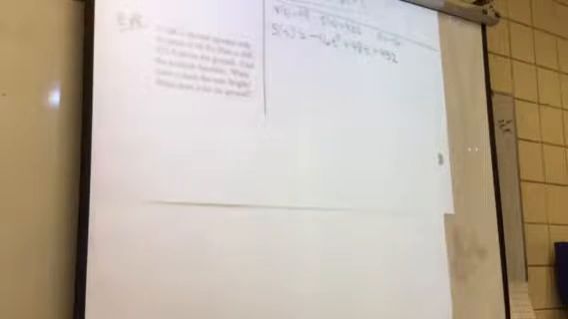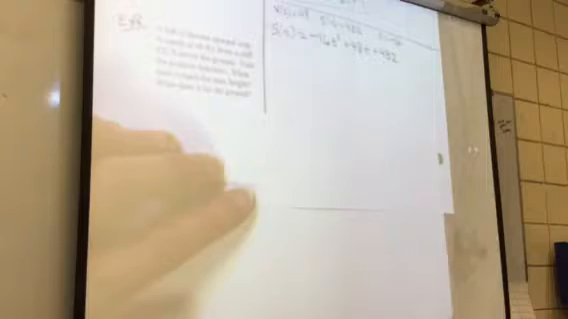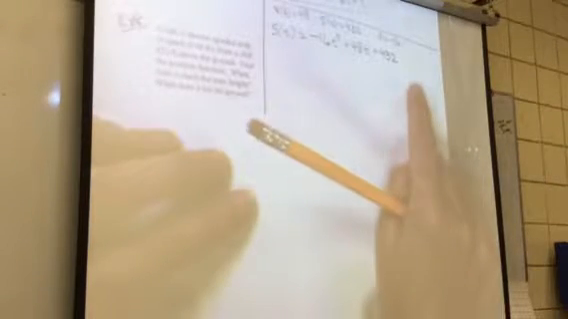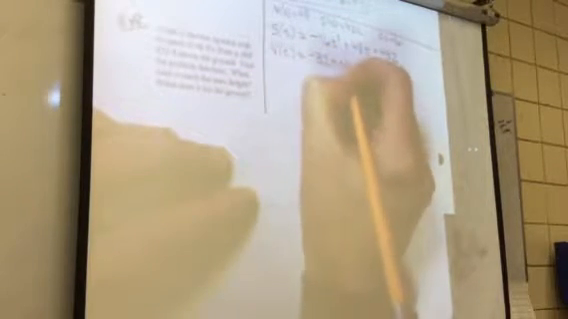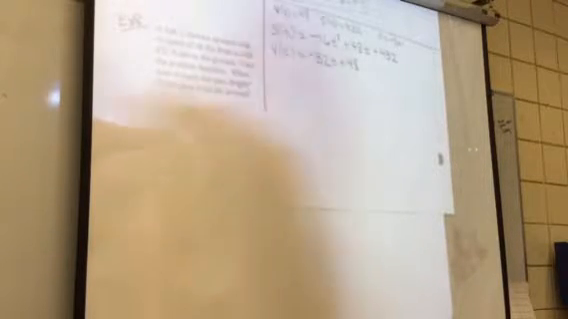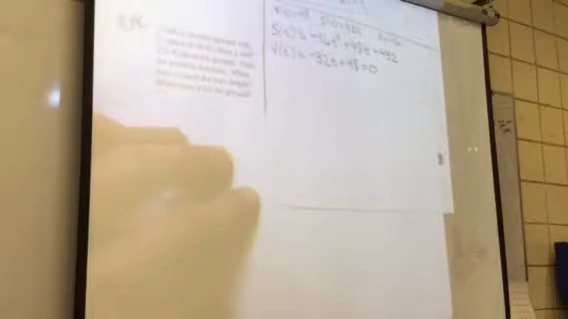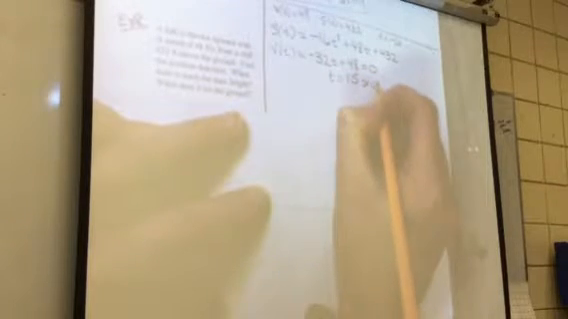When does it reach the maximum height? When it reaches its maximum height, what is the velocity going to be? 0. So wouldn't it be easy just to take the derivative of this and find velocity and then set that equal to 0? Heck yeah. Isn't that faster than actually finding this maximum point? Heck yeah. So let's find our velocity formula. Negative 32t plus 48. Set that equal to 0 and solve it. Time is 1.5 seconds.